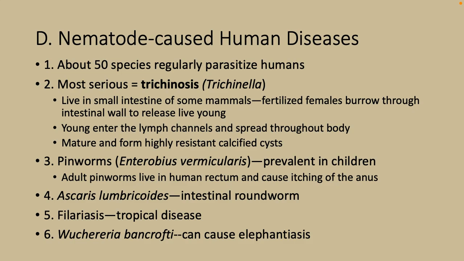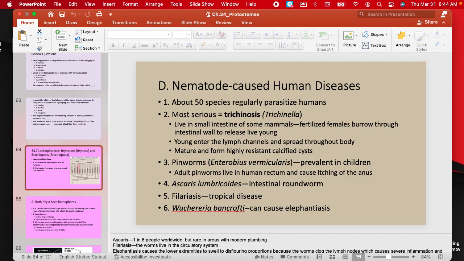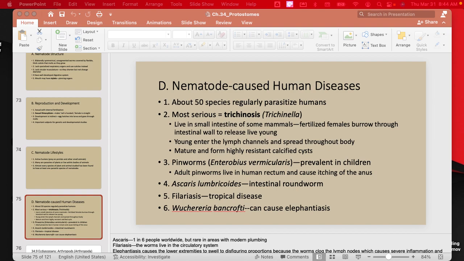Pinworms, prevalent in children, live near or in the human rectum and cause itching of the anus. Intestinal roundworm, not even gonna try that one. There's one that causes a tropical disease where it lives in your circulatory system. And then this one down here, elephantiasis, have you guys ever heard of that? It's where your lower extremities swell and it becomes super, actually I'm just gonna show you a picture. I can't even do it justice. It literally looks like an elephant's foot.